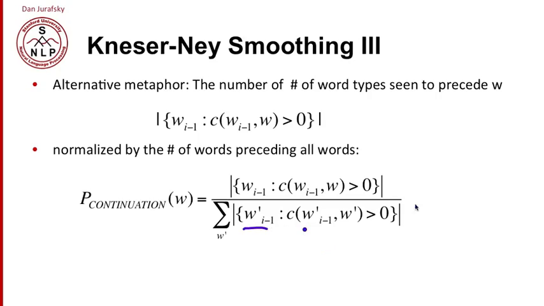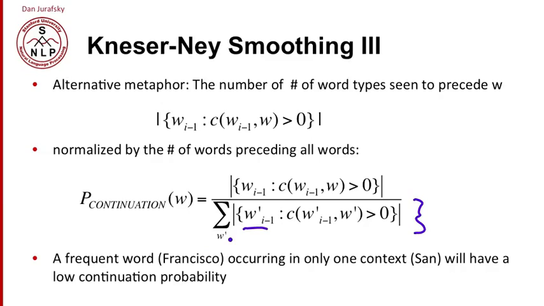The denominator here and the denominator we saw on the previous slide are the same, because the number of possible bigram types is the same as the number of word types that can precede all words, summed over all words. If you think about that for a second, you'll realize that's true. So in other words, with this kind of Kneser-Ney model, a frequent word like Francisco that occurs only in one context, like San, will have a low continuation probability.